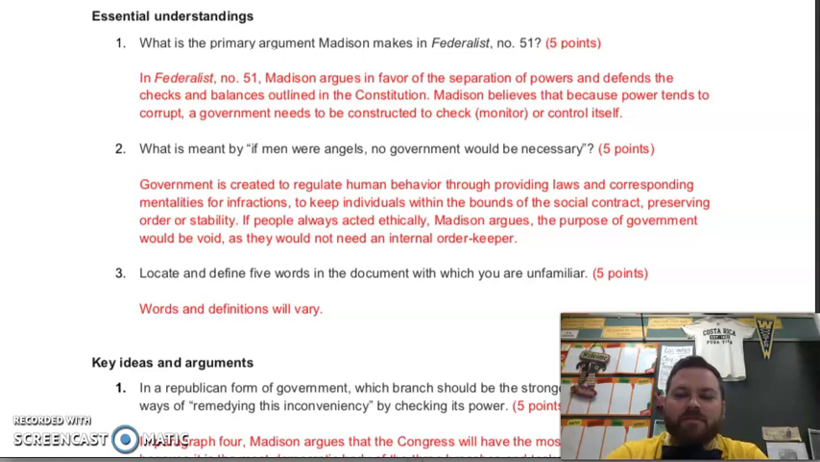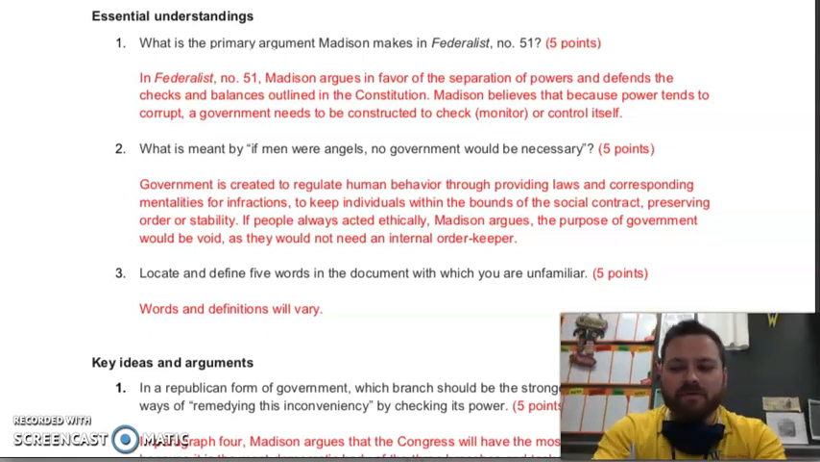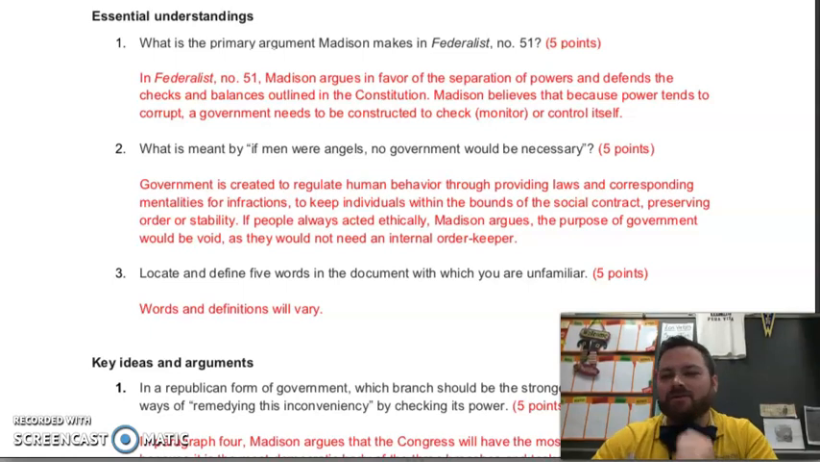So Federalist 51 is probably one of the most important Federalist papers in terms of trying to understand what the framers were thinking. James Madison, a lot of times he gets credited as the father of the Constitution. It's a great thing to put on a headstone.